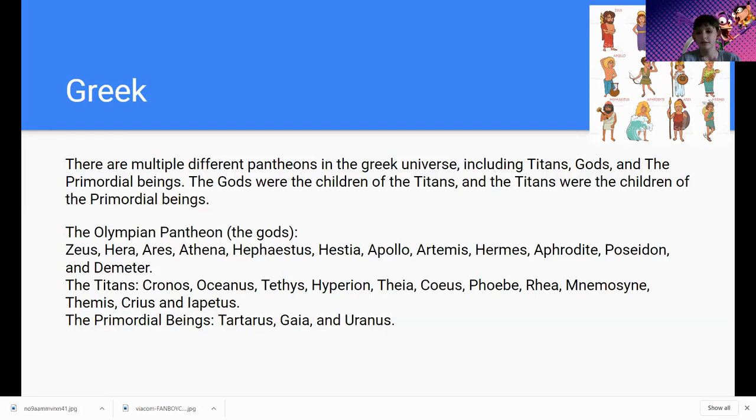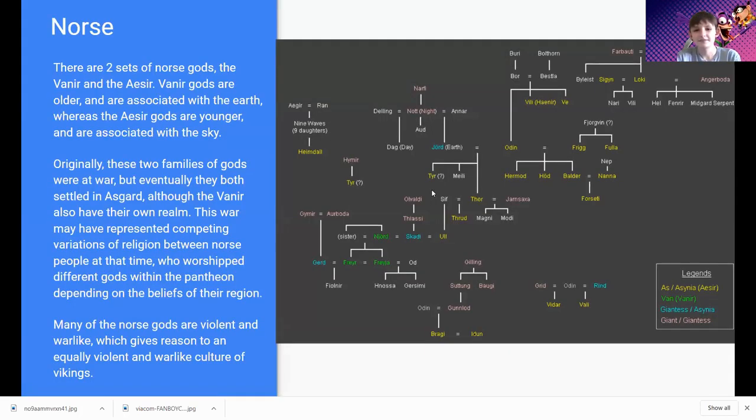Anyway, there are a bunch of different pantheons in the Greek universe. There's titans, gods, and primordial beings that we talked about last week with the creation. But the main pantheon is the gods. There's a bunch of them: Zeus, Hera, Ares, Athena, whatever. There's the list there. These are the Greek pantheons, and it's just a bunch of gods, the Olympians, who live up in the mountain Olympus. They're just vibing.